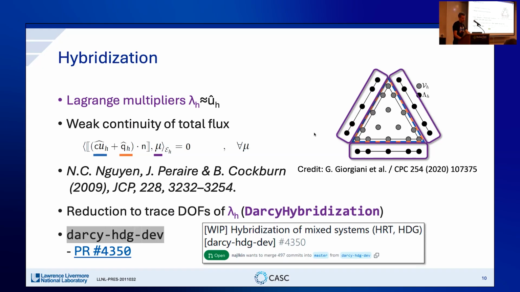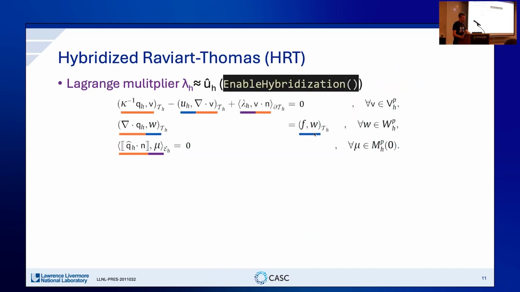So if you would like to find out more, you may navigate there. And starting again slowly with the Raviart-Thomas elements, all we need to do is basically just call enable hybridization from the Darcy form. And then this system is set up for us.